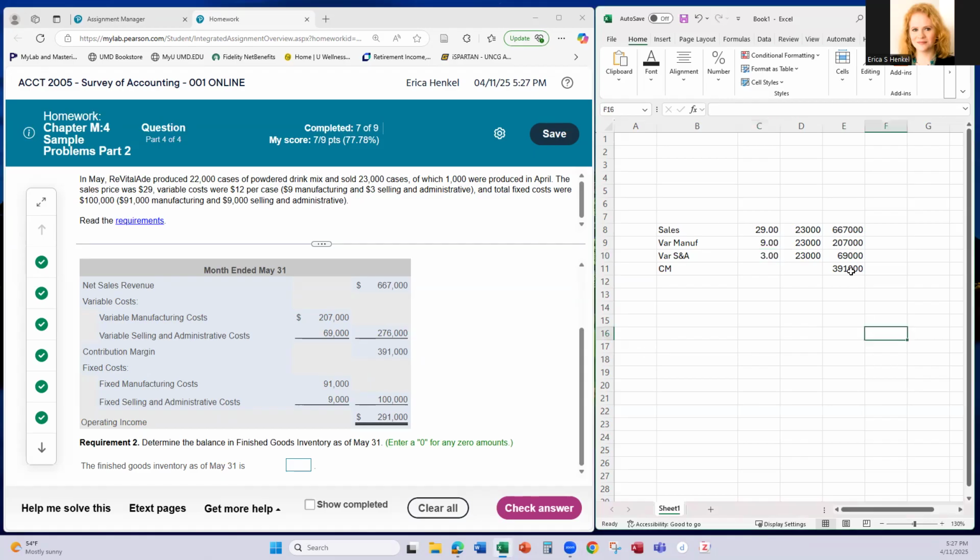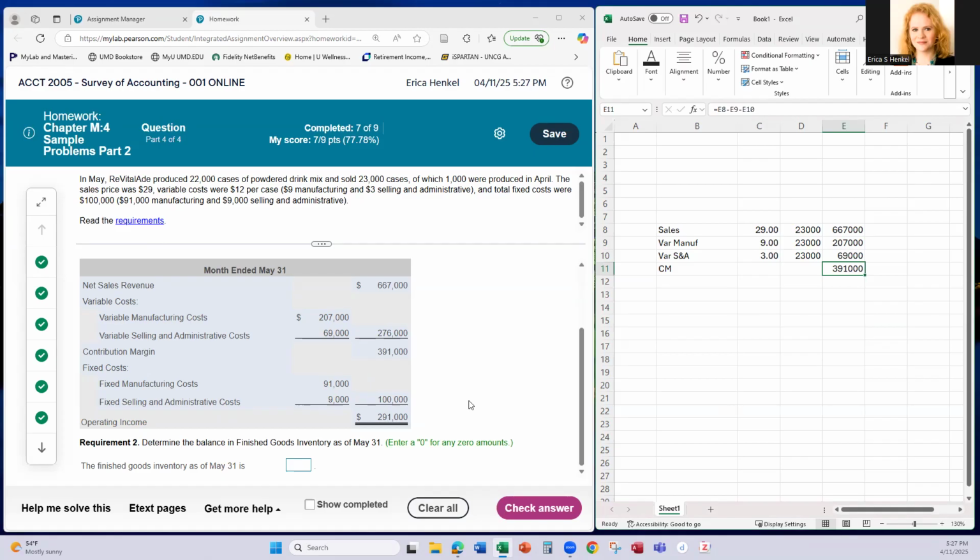That gets us to a contribution margin, if we take the sales minus those two variable costs, of 391,000. They provided us with fixed costs of 91,000 and 9,000, total of 100,000. Subtract that out to get to 291,000.